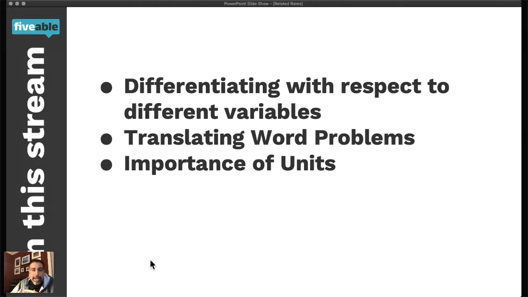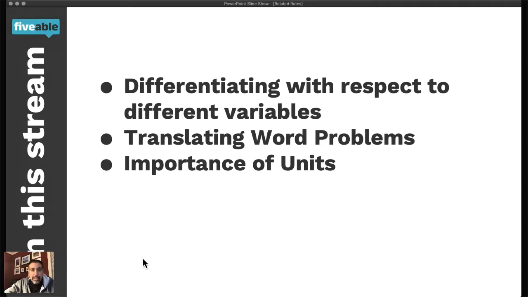Then the next thing we'll be looking at is translating these word problems. One of the big things with related rates is there's just a lot of reading going on. And a lot of times, if we can just translate that into our mathematical symbols, that makes all the difference in the world. And then the last thing we'll talk about is the role units play in related rates and how we have to be aware of the units.